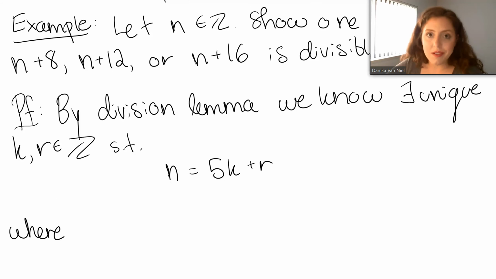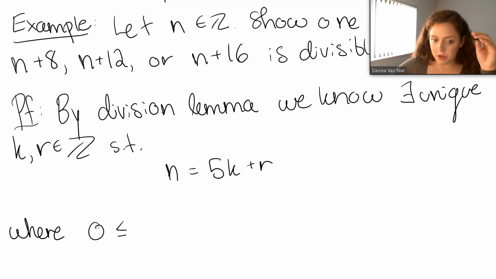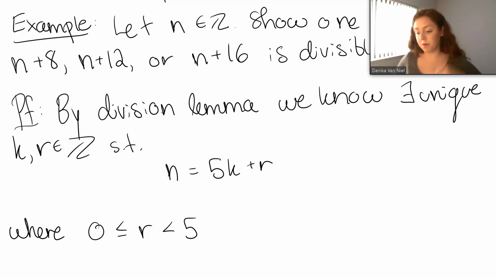It doesn't always have to be super formal when you state the division lemma, but you definitely want to use the words division lemma. You don't want to all of a sudden say, well, there's this k and r, blah, blah, blah. You want to show people that you know what you're talking about. Where 0 is less than or equal to r, less than 5. Well, 5 is already positive, so we can just write 5. We don't have to write the absolute value.